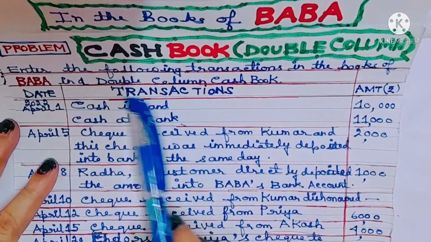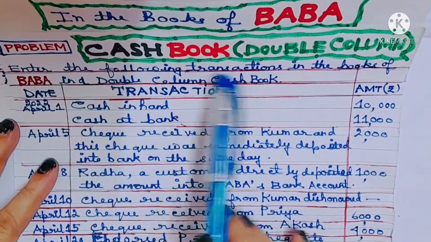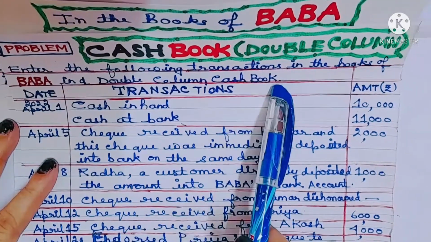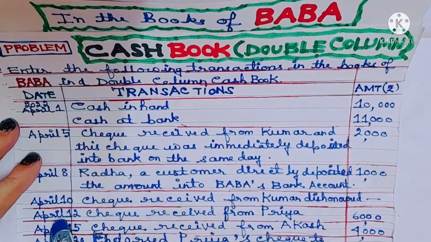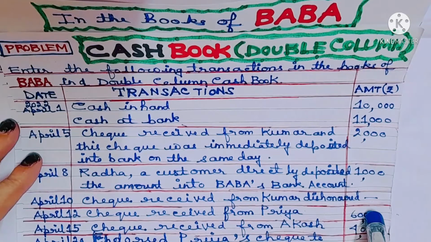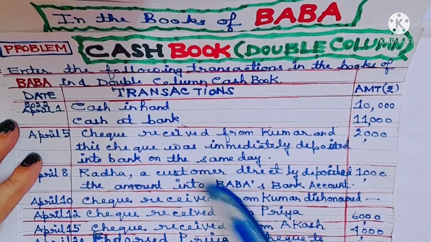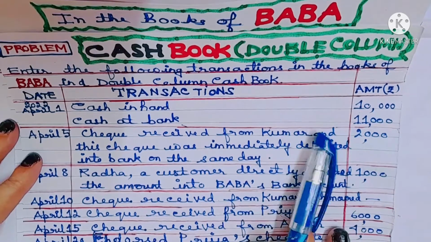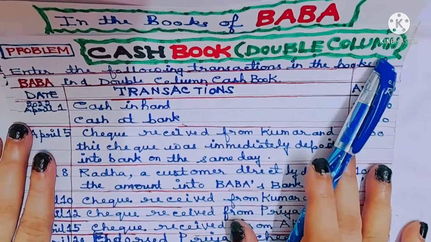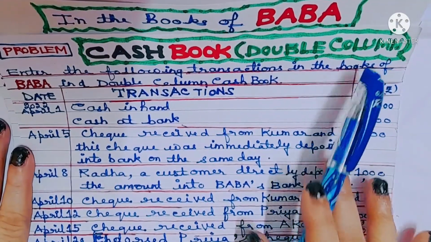So here is the problem. Cash book, double column. Enter the following transactions in the books of Baba in a double column cash book. Here is the column for date, here is the column for transactions, and here is the column for amount. And all the transactions are mainly banking transactions, which is very, very important. So now let's see the first transaction.